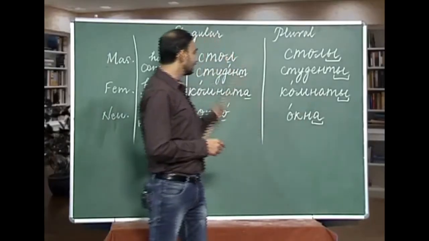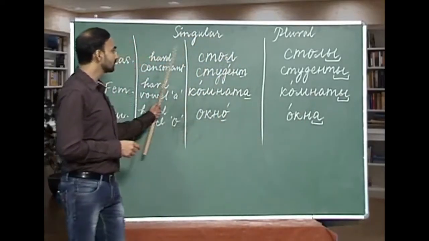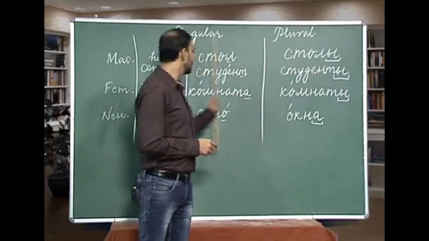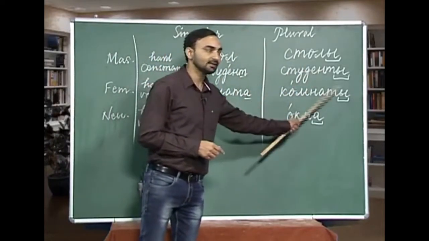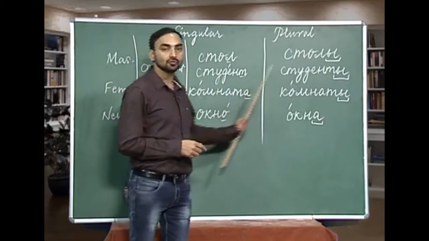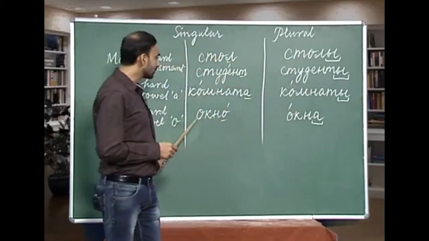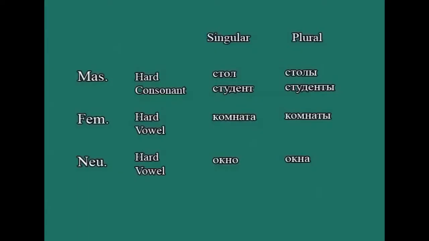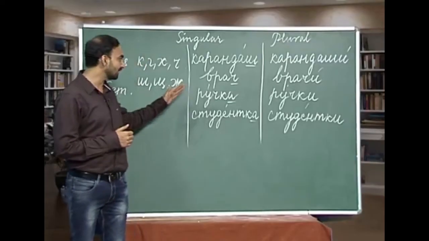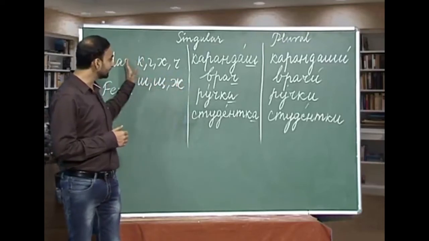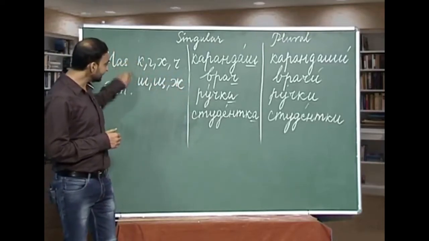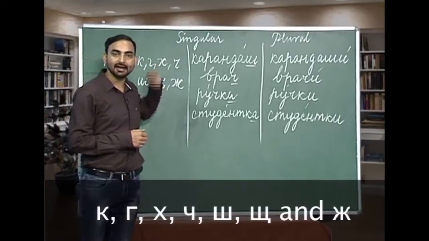So, let us repeat them once again. Stol, stali, student, studenti, komnata, komnati, akno, okna. In addition to the nouns with the hard endings that we had done in the last section, there are certain nouns with these 7 consonants at the end.